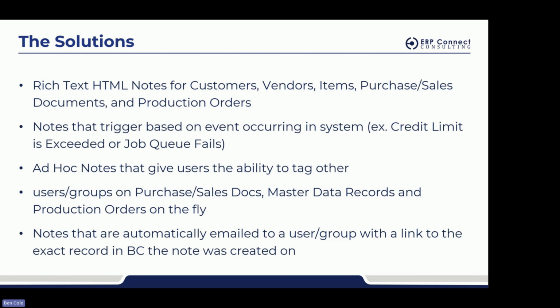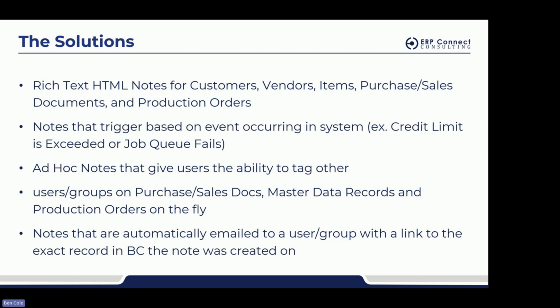We talk about this a lot in our free health check as well, which is another great app out there. So highly recommend checking that out as well for job queue failures. The third is ad hoc notes that gives users the ability to tag others. So we'll show this today. You can literally go on a posted sales invoice, let's say, and say, at Ben, please make sure they pay this today. I'm going to get an email when that happens. We'll show that in a live demo.